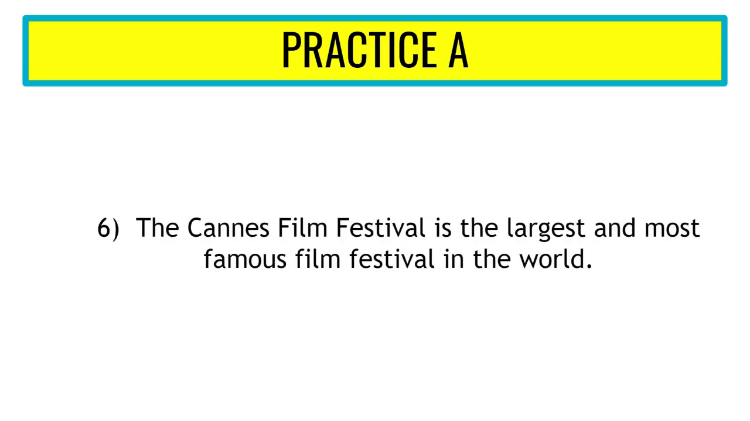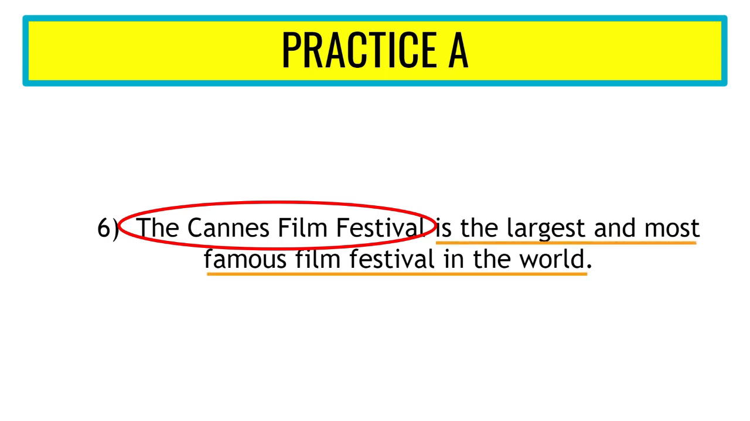And number 6, the Cannes Film Festival is the largest and most famous film festival in the world. So the topic is the Cannes Film Festival, and is the largest and most famous film festival in the world is the controlling idea. And if you don't know about the Cannes Film Festival, it is actually the largest and most famous film festival in the world, and it occurs in France every year. And many famous movies are shown there for the first time.